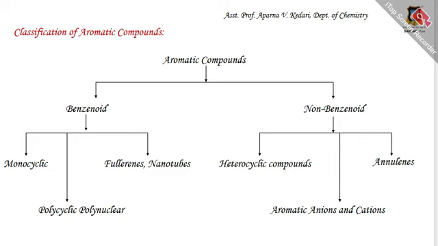Monocyclic compounds contain only one benzene ring. Polycyclic means they contain two or more benzene rings in the structure. Then fullerenes and nanotubes. The non-benzenoid compounds are again classified into three: heterocyclic compounds, anilines, and aromatic anions and cations. These aromatic anions and cations are also aromatic in nature. Heterocyclic compounds contain heteroatoms like nitrogen, oxygen and sulfur. Anilines.